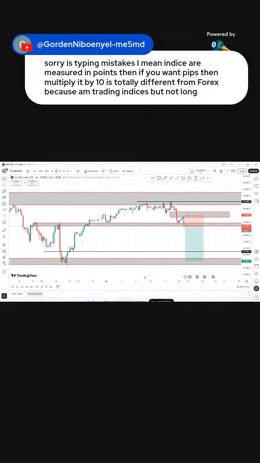Sorry, I typed wrongly, it was a typing mistake. I mean indices are measured in points. Then if you want pips, multiply it by 10. It's totally different from forex because I'm trading indices but not long.